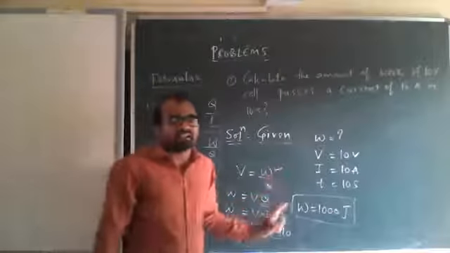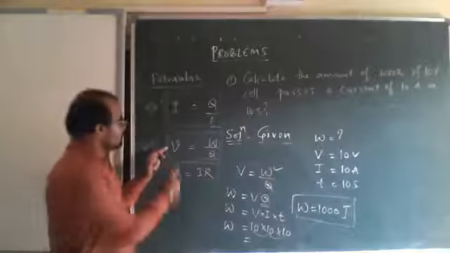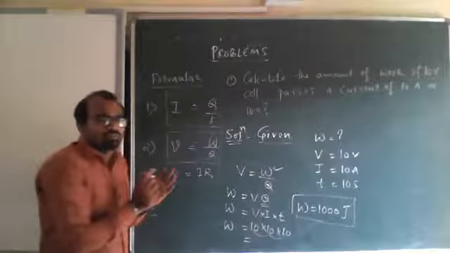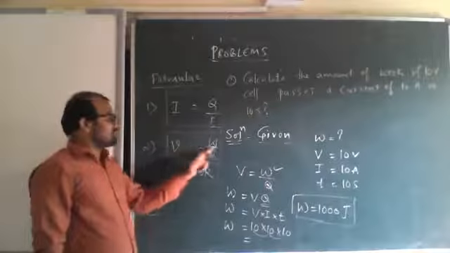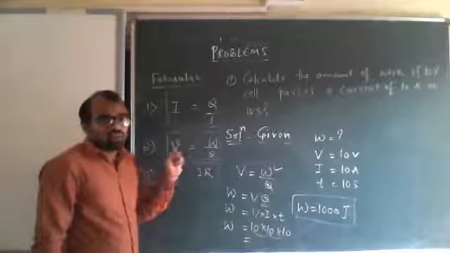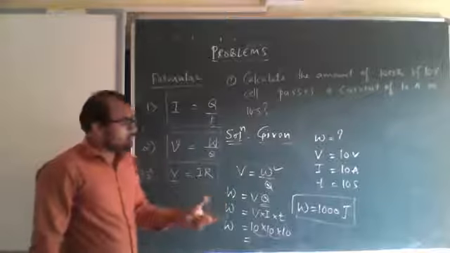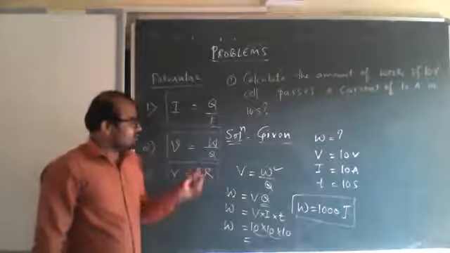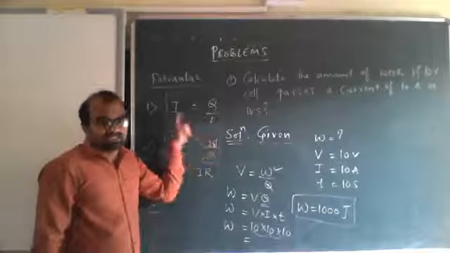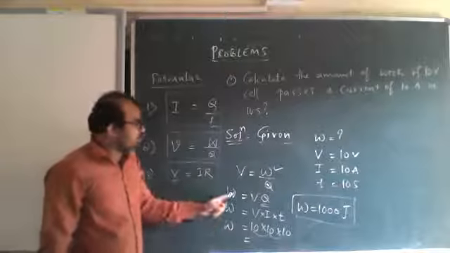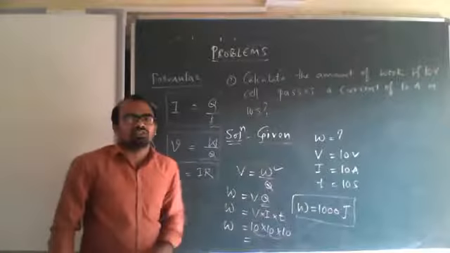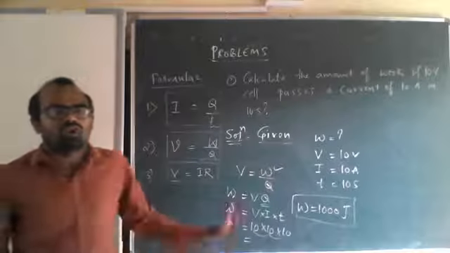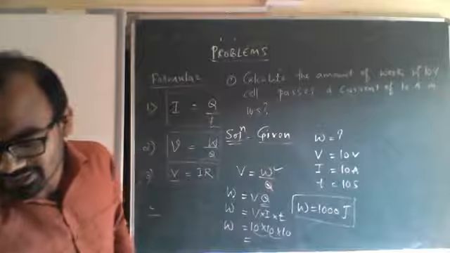Here V, I, T is given, W is asked. So W is equal to VQ is the formula that must be used. V is equal to W by Q. If I take Q this side, W becomes W equal to VQ. So that formula is used, but Q is not there. So for that, Q equal to IT, that formula should be used. So in place of Q write IT, W equal to V into IT, and you will get 1000 joules. So pause the video, note it down. We'll move to the second question.